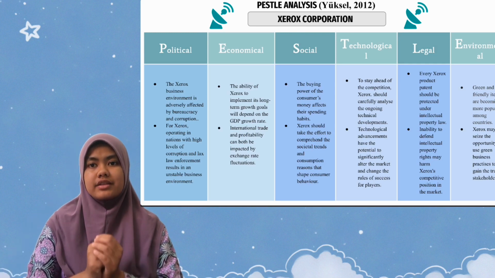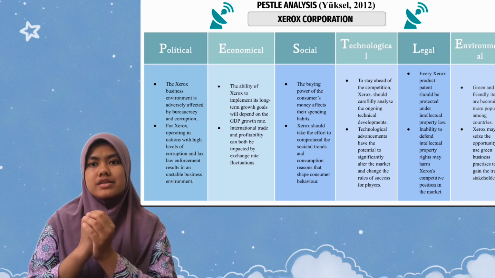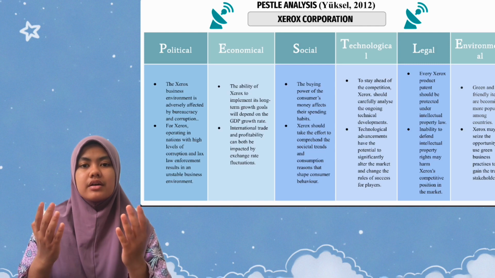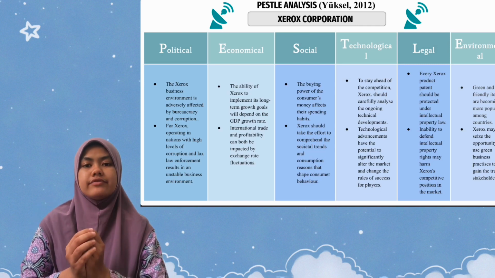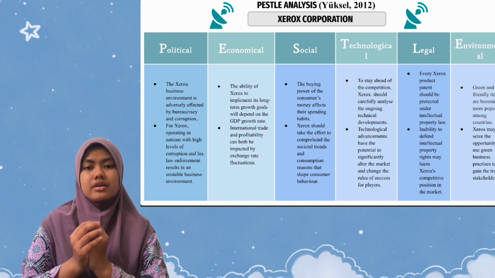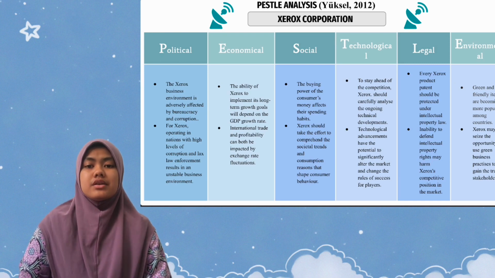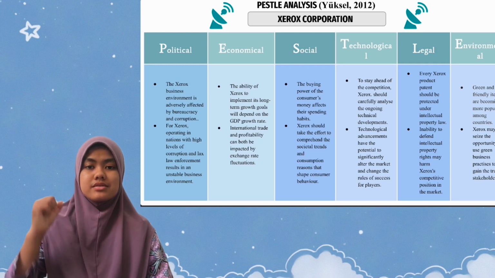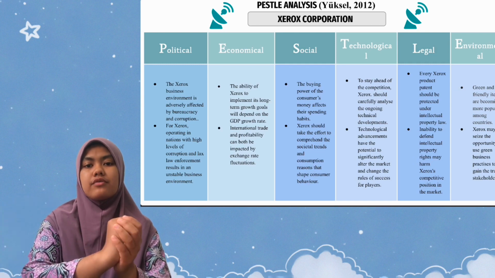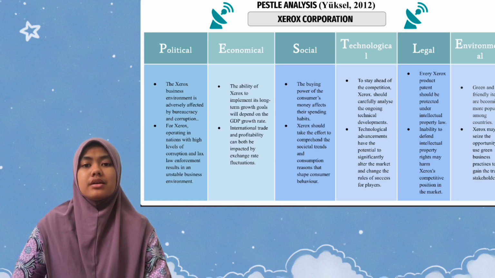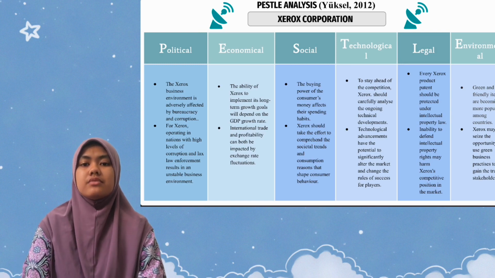As for the social factor, the buying power of the consumer's money affects their spending behavior. Studying and forecasting the consumer purchasing power based on relevant economic indicators is important to analyze the customer interest and spending pattern. In some societies, consuming offered product is considered as a status symbol, while some people use the same product for functional aspect. Xerox should invest time on understanding the consumption motivations and social trends that define consumption behavior.